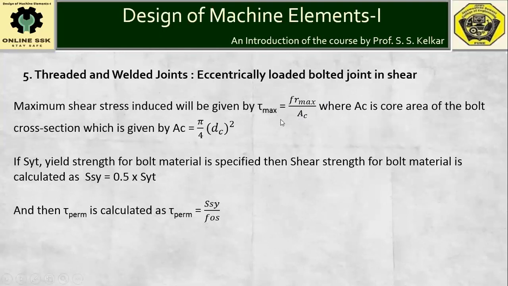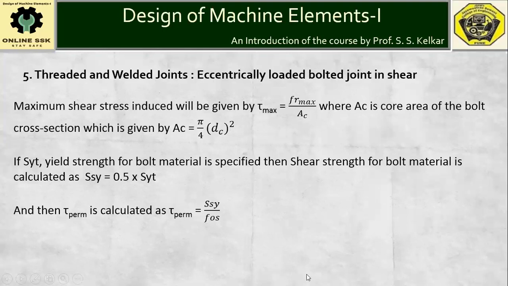Now this maximum induced shear stress will be equated with permissible shear stress. Permissible shear stress will be given by SSY upon factor of safety, where SSY is the shear strength. Shear strength is generally half of the yield strength. If not specified separately in the given data or in the problem statement, one can assume shear strength to be half of the yield strength. So we have with us Fr max. Fr max divided by AC is the induced maximum shear stress, and knowing SSY, we are in a position to calculate tau permissible.